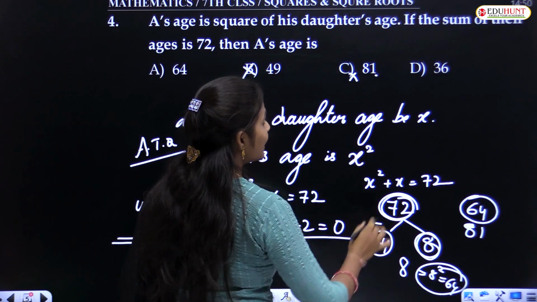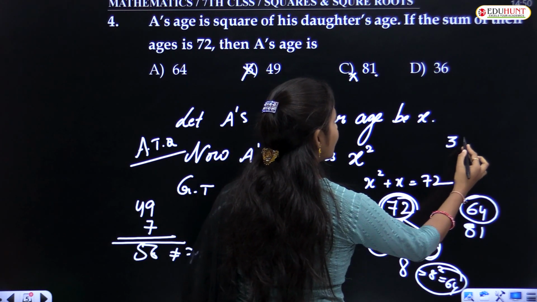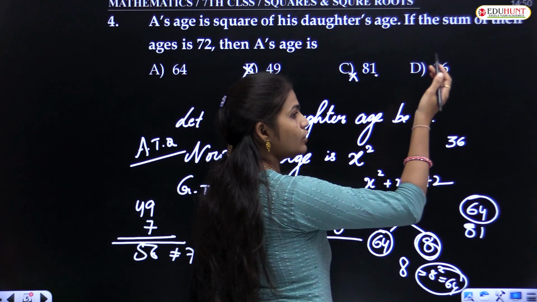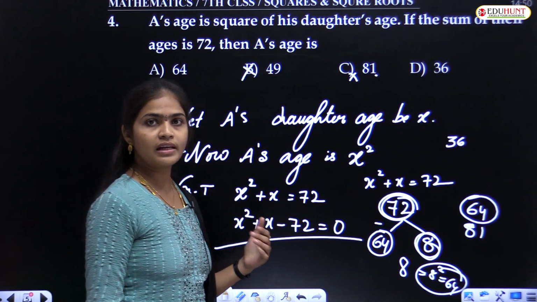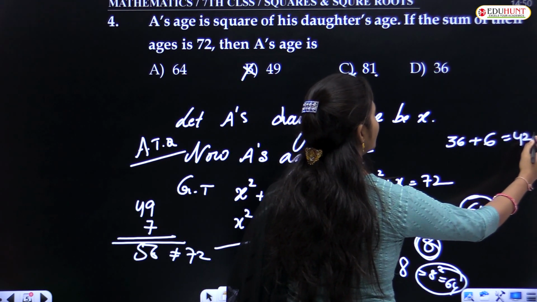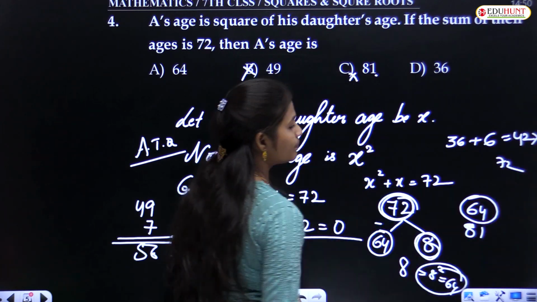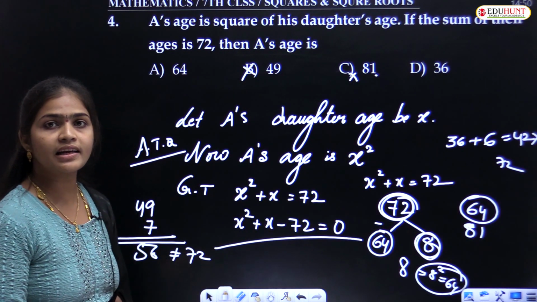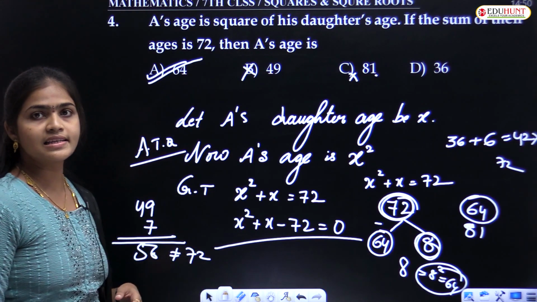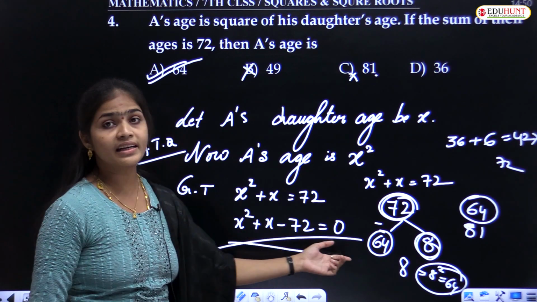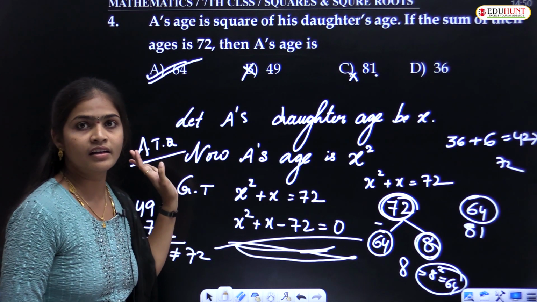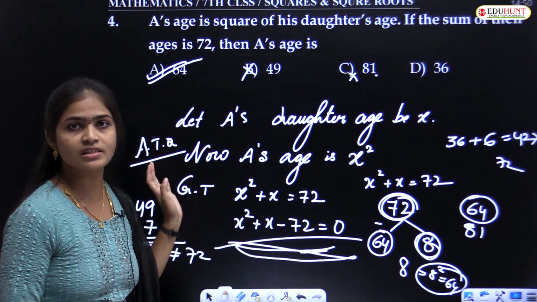Next 36. You can take 36 as the age of some person, but 36 into 36 will give much more, so you have to take its square root only, that is 6. So 36 plus 6 is equal to 42. It is not equal to 72. Is it clear? So which option is correct now? Yes, that is 64, only one exists here. By using quadratic equations, by taking the roots of this equation, we can also find the age. That we will discuss later in the next chapter.